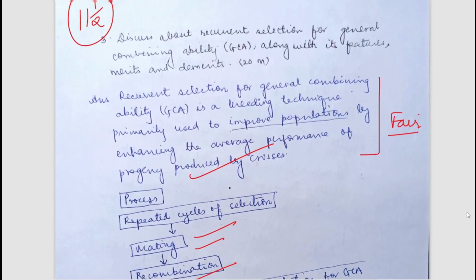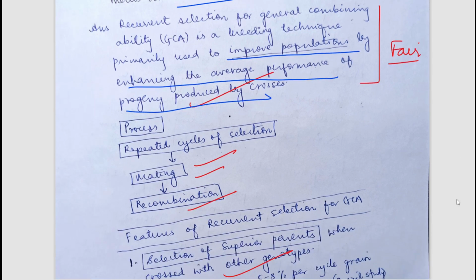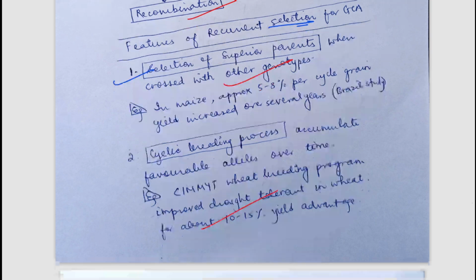The next question is, discuss about recurrent selection for general combining ability along with its features, merits and demerits. So what is recurrent selection for general combining ability? It is a breeding technique primarily to improve populations while enhancing the average performance of progeny produced by crosses. Its process has been mentioned. Now what are its features? First of all, selection of superior parents. Yes, obviously in recurrent selection we will select superior parents, or in any selection we will just focus on selecting superior parents. The breeding process has been mentioned.